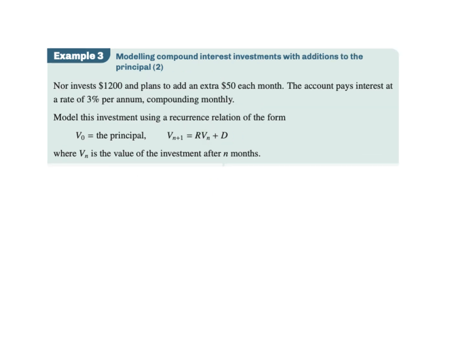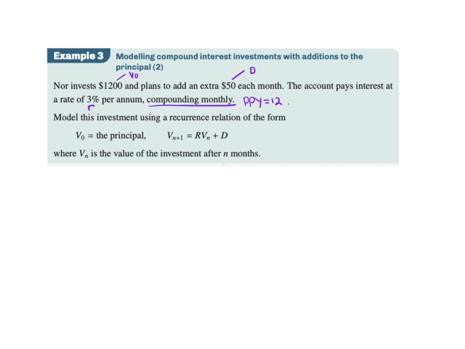If I go to this next example, Noor invests 12,000, so here's a V0, and plans to add an extra $50 a month. So that is your D value, the extra payment. And the account pays an interest of 3% per annum, so that's my R, but it's saying compounding monthly. So PPY must equal 12. And then they want me to model this recursively again.